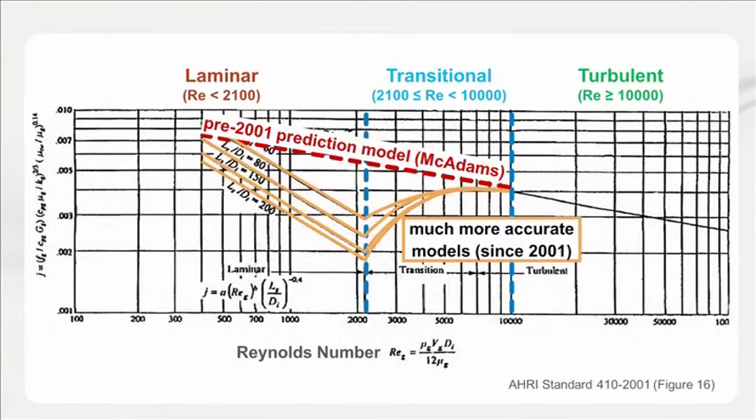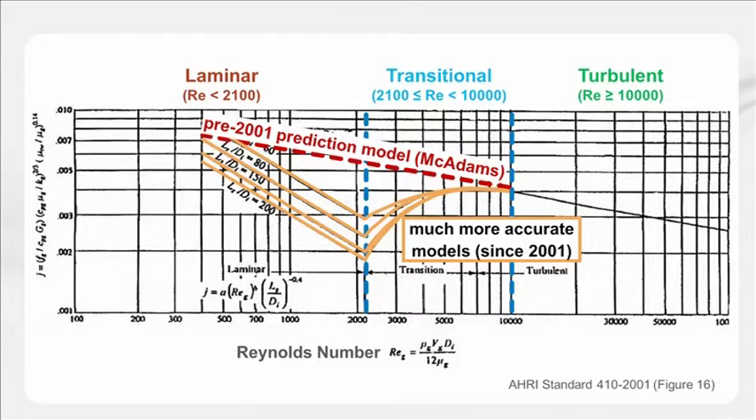However, some coil manufacturers, including Trane, had created and were using more accurate models for water film heat transfer coefficients inside smooth tubes. The AHRI 410 Engineering Committee studied and agreed on this new methodology, which was incorporated in the 2001 edition of AHRI 410.